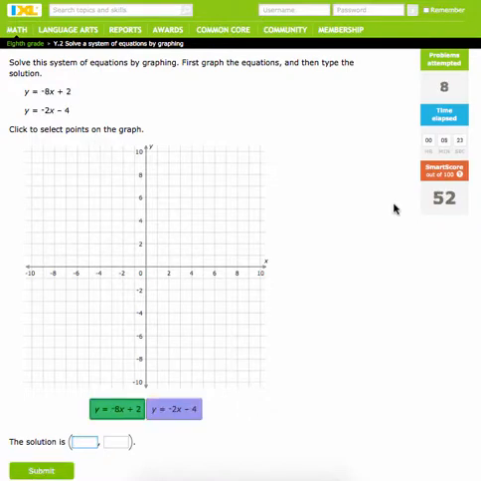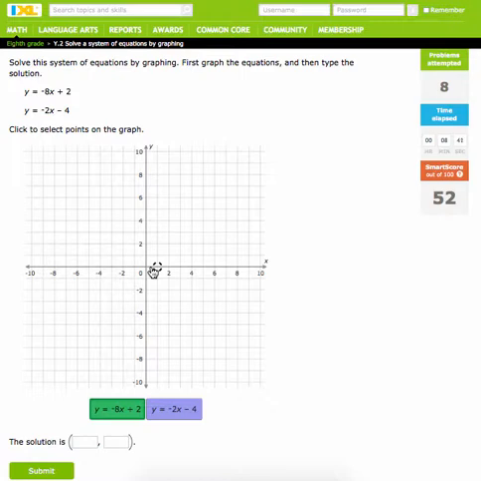Okay, here's the next problem we're going to take a look at. Solve this system of equations by graphing. First graph the equations and then graph the solution. So here's my system. Y equals negative 8x plus 2 and y equals negative 2x minus 4. So again, I'll go through the process of graphing. This time will be the green line first.